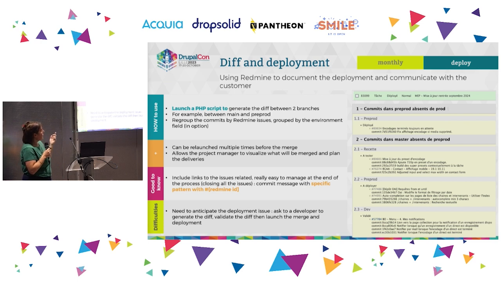This is an example of a ticket for deliveries. If we are ready and we have a lot of things to deploy and we want to share a bunch of features, I as a project manager create a ticket. And I ask two developers to make a diff between two branches, master and pre-prod. And this makes something like this. We have a specific commit message with a pattern with the ID of the ticket, and it helps us create this list and make automatic links to the tickets. So once the diff is made, I can check each ticket and I know the different statuses. And only if all the tickets are validated can I deploy, easily, with the developer.